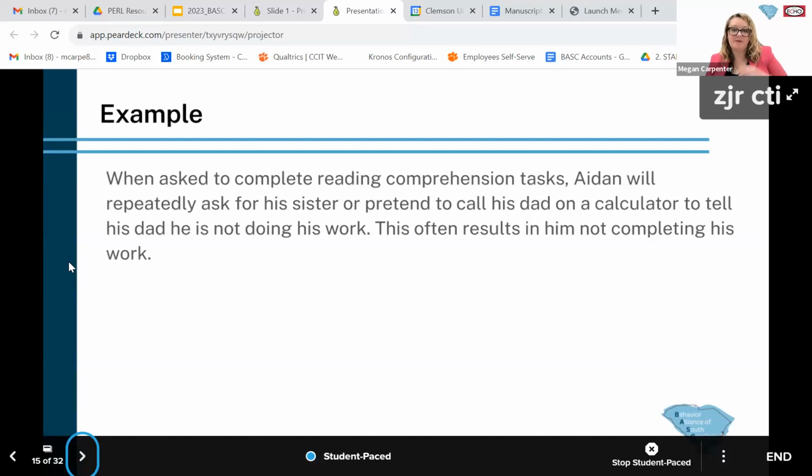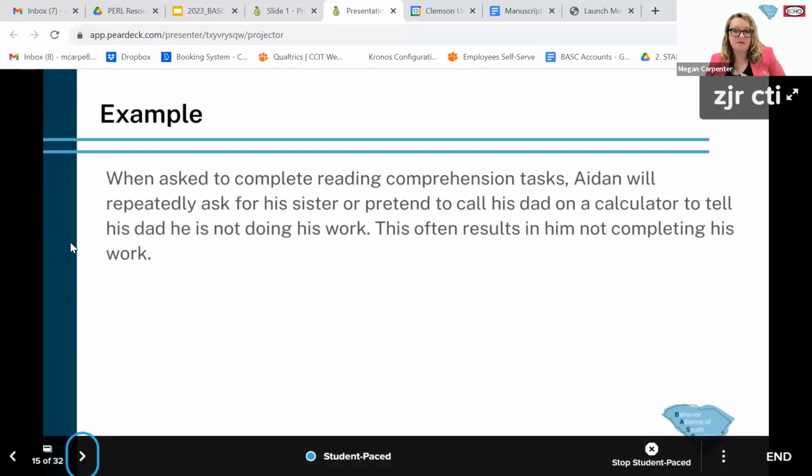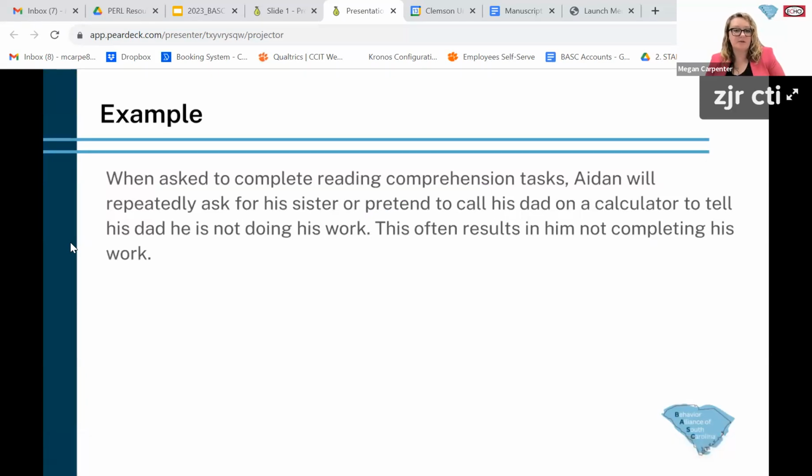So I'm going to give you an example of a time when I was teaching and I struggled a bit to match that reinforcement to that functional behavior, and how it worked out. I was working with a student, Aiden. He was a second grader. When he was asked to complete reading comprehension tasks, he would repeatedly ask for his sister or pretend to call his dad on a calculator to tell his dad he wasn't doing his work. And it often resulted in him not completing his work or not completing as much of his work.